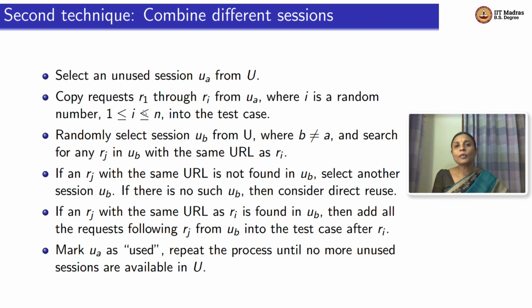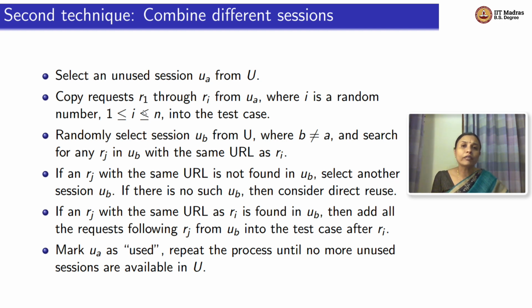So what you do is from the user session UA, you take the first 1 to i requests, follow it up with the ith request from the session UB, a different user session. So what you're doing is creating a new user session by taking the first part from a first user session and the second part from a second user session, such that at the joining place, at some i, they have a commonality. This is a simple way of combining two different user sessions and generating test cases.